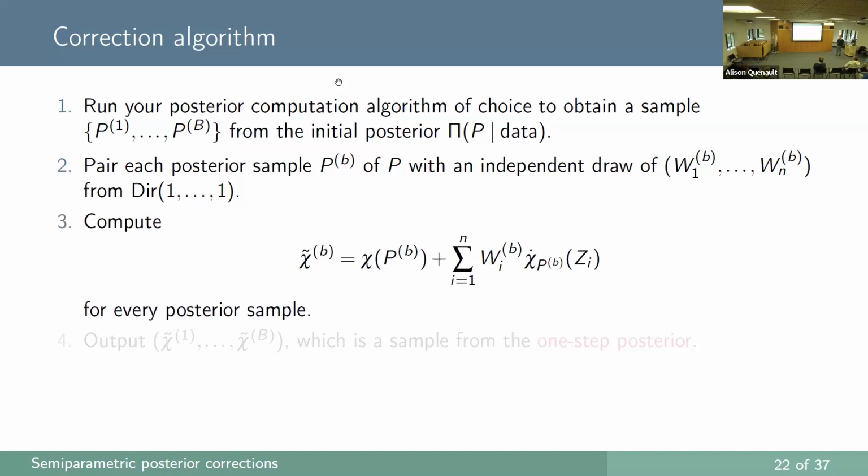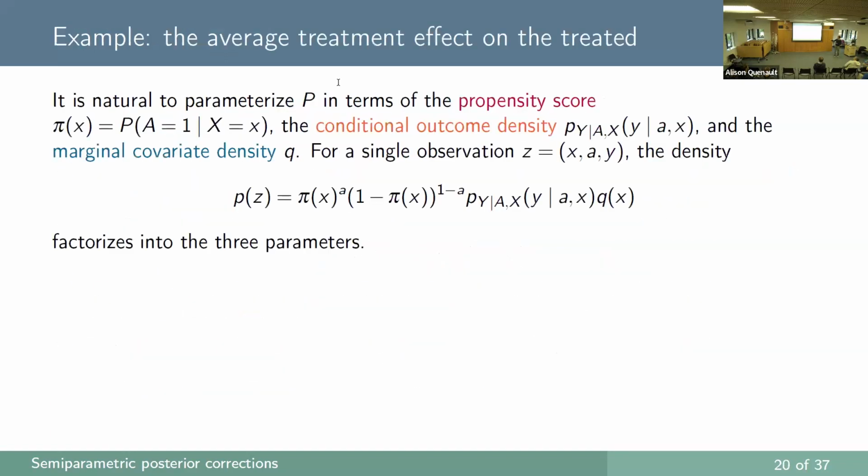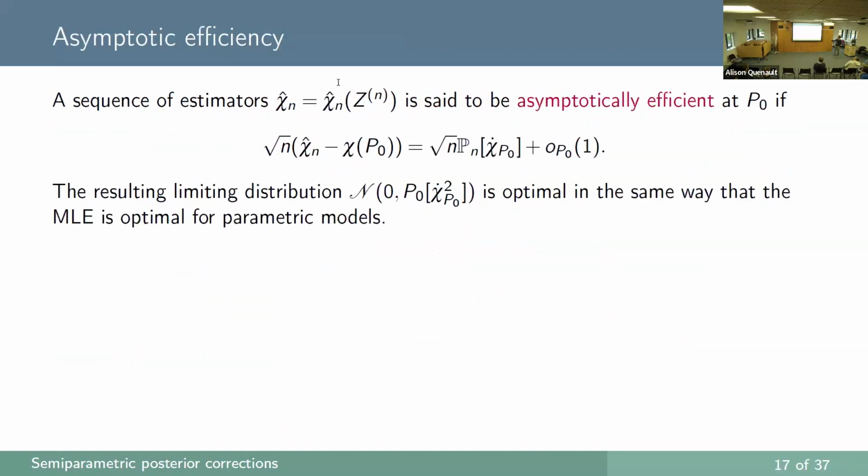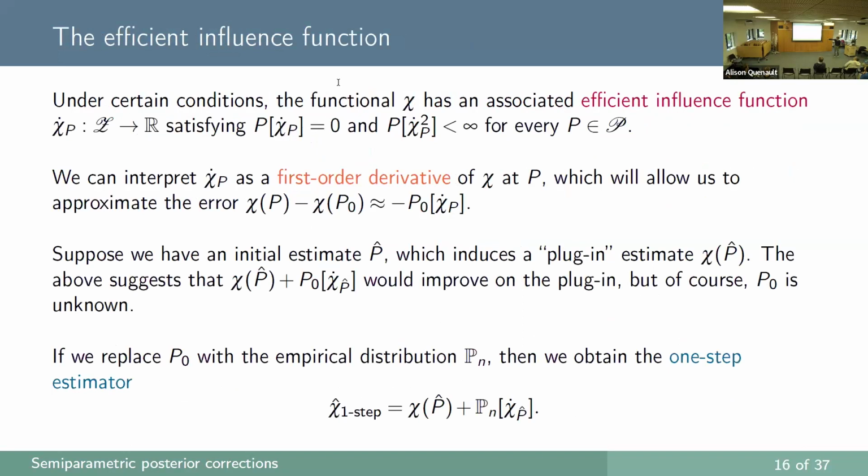And then what we do is very simple. It's closely related to the idea of the one-step estimator that I introduced a few slides ago. We take the initial posterior draw, chi, and then we add the weighted average of that efficient influence function that we had before. The efficient influence function is evaluated at the posterior draw. I'll quickly go back to here, right at the bottom.